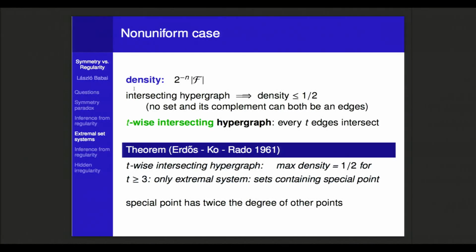Now, however, if we look at 3-wise intersecting hypergraphs already, so every triple of edges intersects, then Erdős and Rado proved that the only extremal system in that case, again, is when you pick one point and everything that contains that. So if I just take an intersecting system, there are doubly exponentially many extremal hypergraphs that realize this density 1/2. But if I require 3-wise intersection, then there is only one, and that is this. This special point has twice the degree of all the other points. So if I impose regularity, then that is going to push down the extremum.